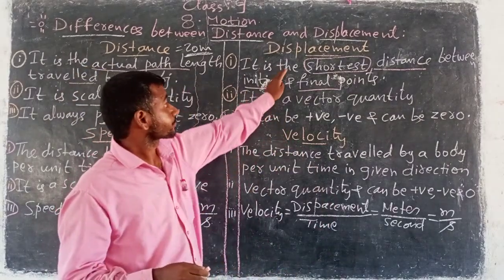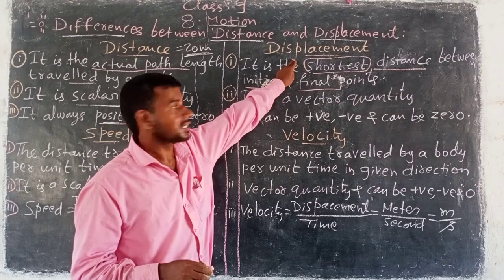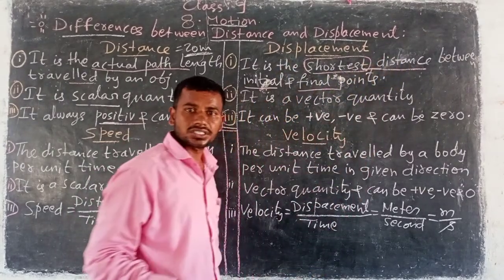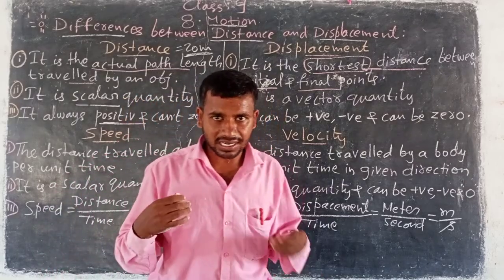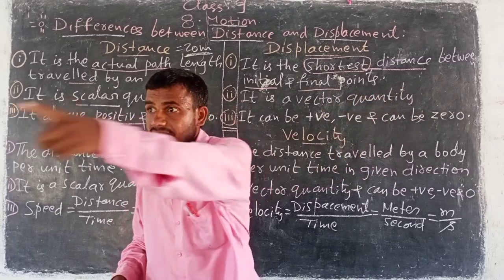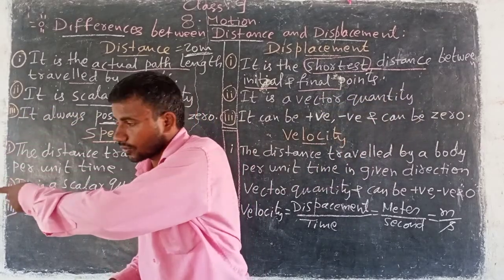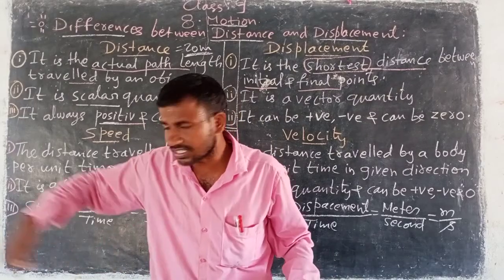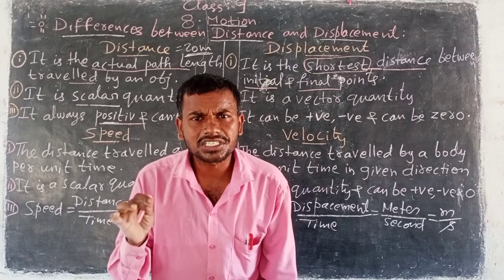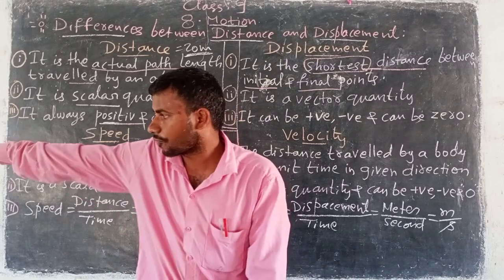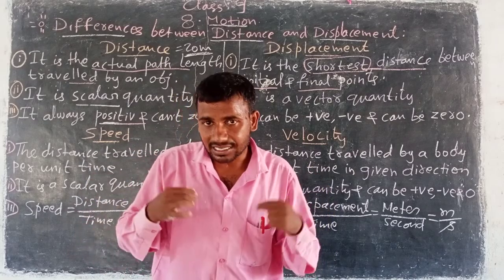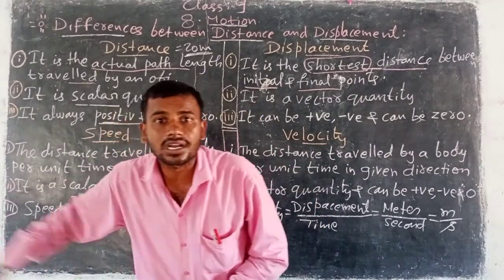I told you displacement is nothing but the shortest distance. For example, I traveled from this corner to that corner, that corner to the third corner, to the fourth corner. What is the shortest distance between the final point and the initial point? That is important. The distance between the initial point and the final point. I can tell the displacement is only 2.5 meters.